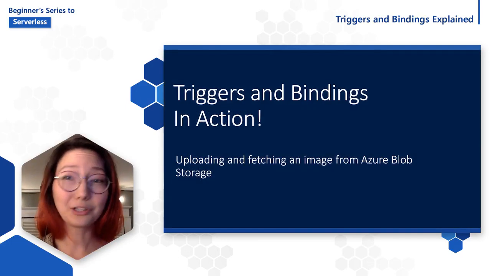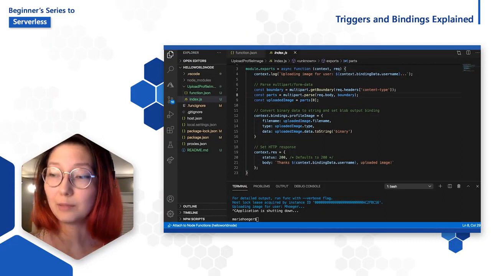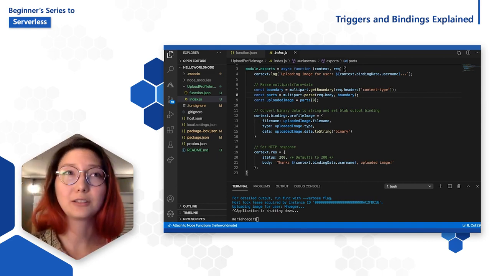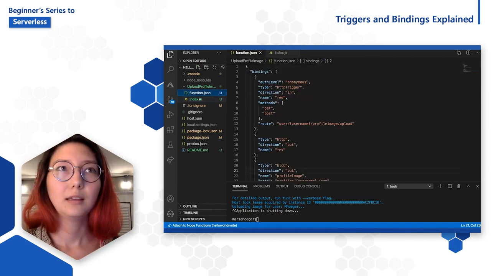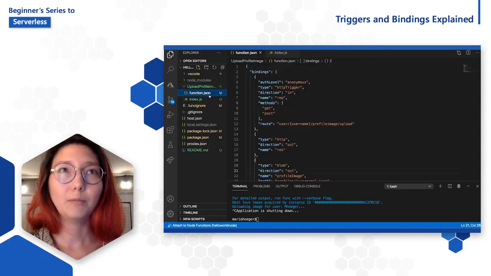Let's see what this actually looks like with a code example. In this demo, I'll be using an HTTP trigger, a blob input binding, and a blob output binding. Here's my function app, which is a collection of functions that deploy and scale together. I use the Azure Functions extension for VS Code, which gives me the ideal development environment. This is my single function called upload profile image.